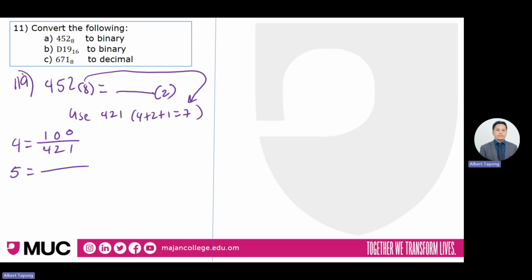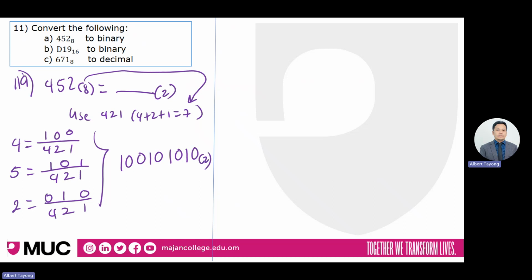For 5, we need 4 and 1. So it is on, off, on. We don't need 2, so it is off. And 2 equals 421. This is off, 0, on, off. Okay, because we need only 2. So the answer is 100, 101, 010 base 2.